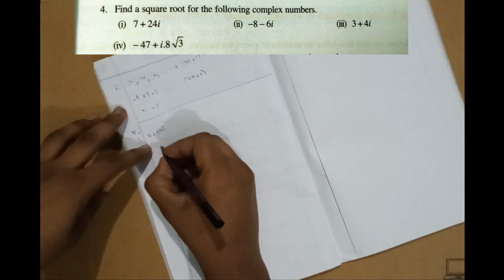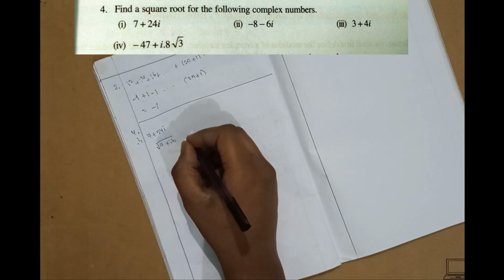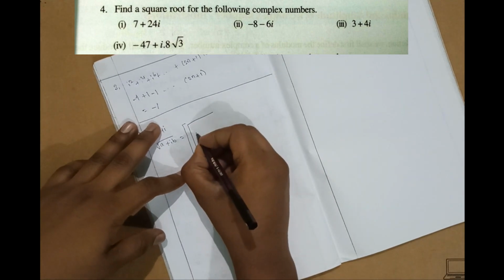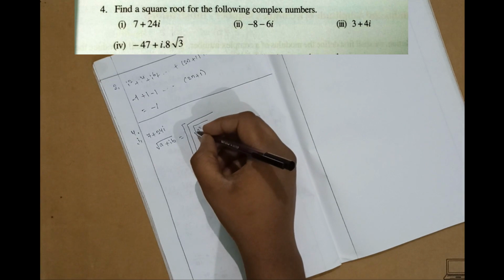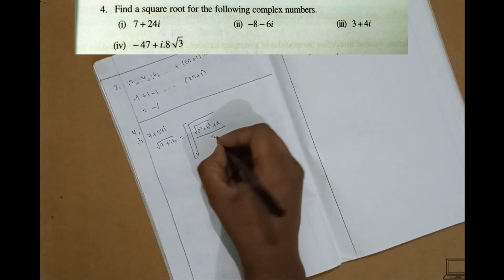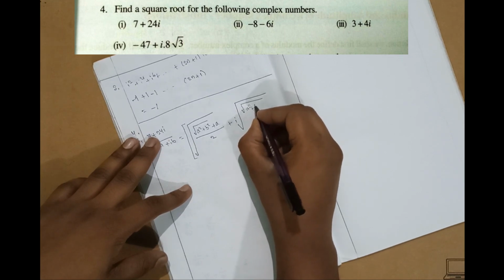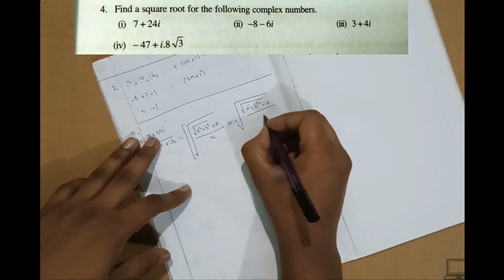Okay, the square root formula to find any complex number's square root is root of a plus ib equal to under root a square plus b square plus a by 2 plus i into under root a square plus b square minus a by 2.